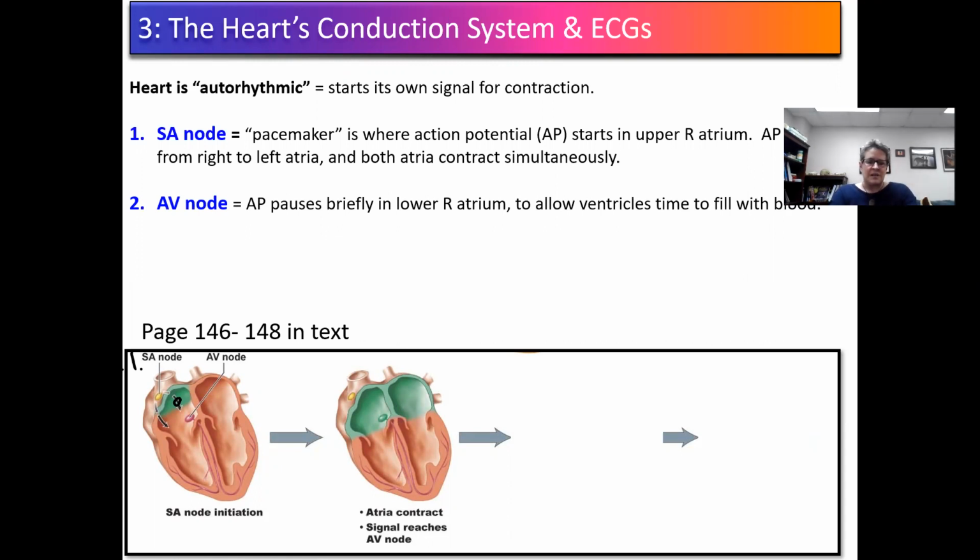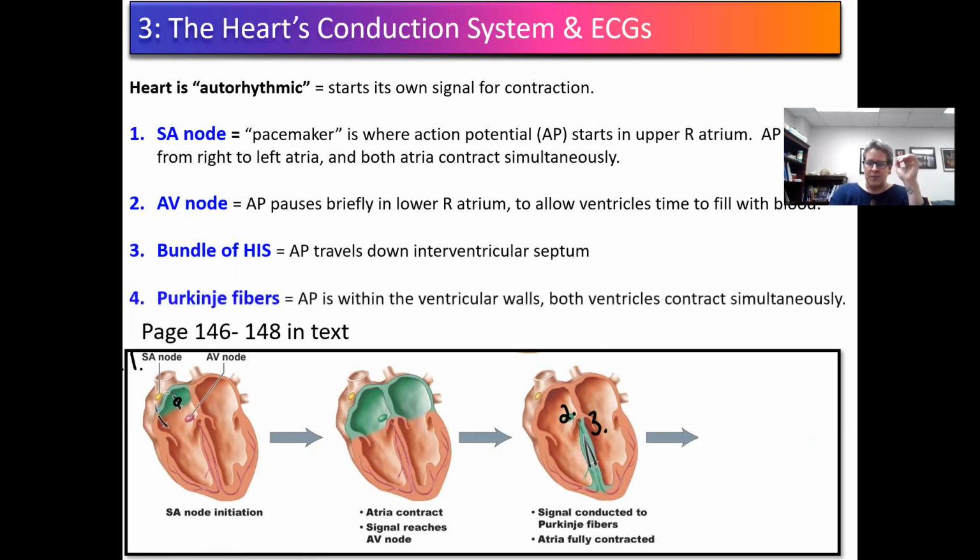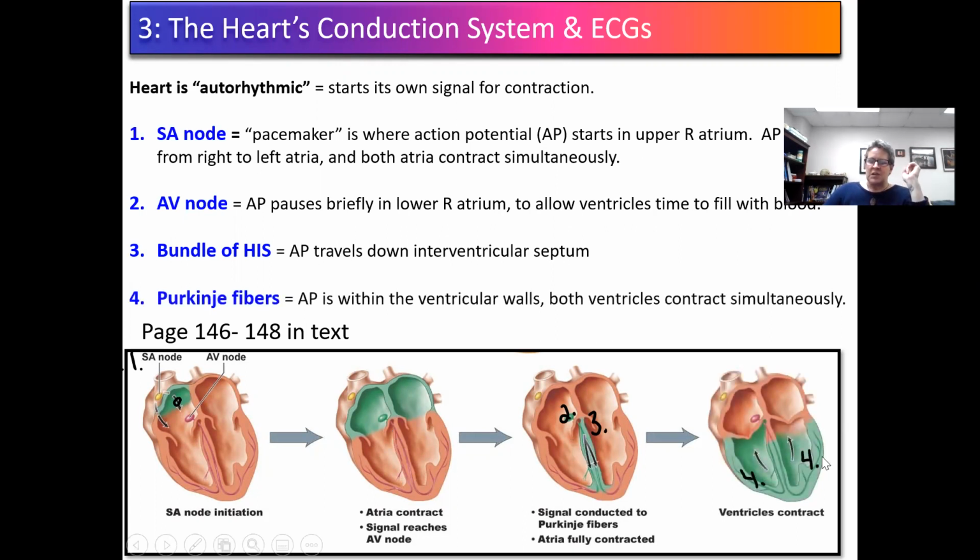This pause in the conduction of the action potential allows the ventricles to fill maximally. When the atria have contracted, they've pushed the last amount of blood they had into the ventricles, and the signal pauses to make sure the ventricles have filled maximally. Then the signal goes down the interventricular septum, called the bundle of His. From there, it goes into the outer walls of the ventricles in the Purkinje fibers. When it hits the Purkinje fibers, the ventricles contract simultaneously. So that's the conduction system, where the impulse jumps from one node to the next.